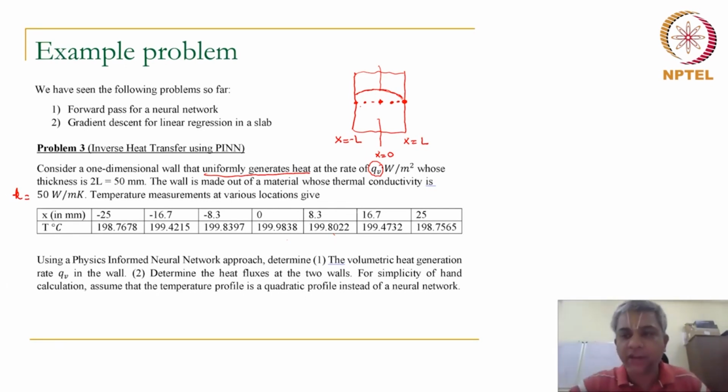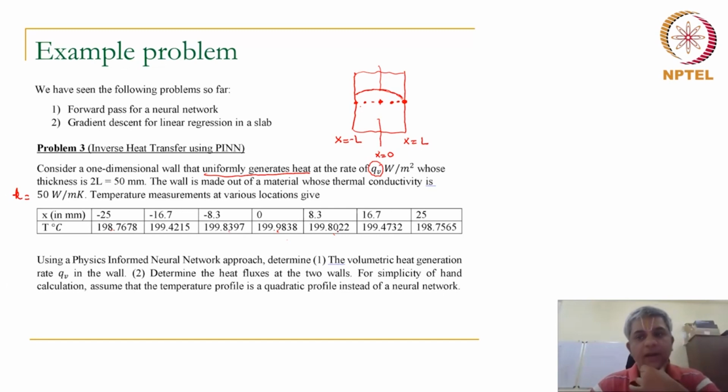All of you would have done the forward problem in class, which is: I give you a temperature, I give you QV, then find out what the heat flux is, etc. Here we are asking you to find out what is QV given some temperature measurements. Okay, some discrete temperature measurements at some 7 locations. Also find out the heat flux at the 2 walls.